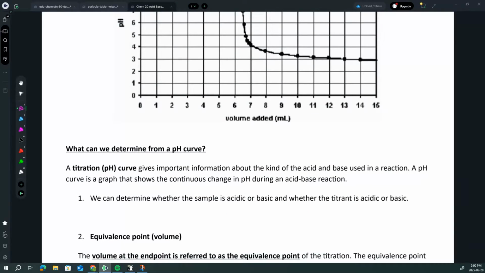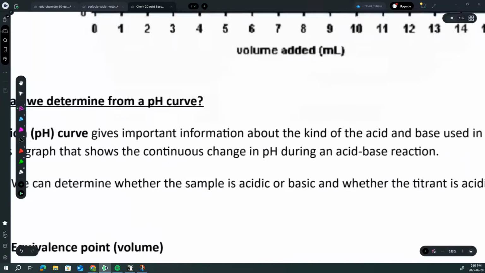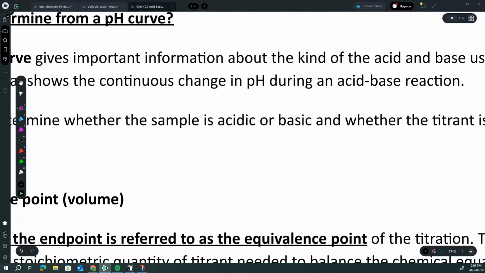So a titration curve does give us important information about the kind of acid and base used in a reaction. A pH curve is a graph that shows the continuous change in pH during an acid-base reaction. So first of all, we can determine if the sample is acidic or basic and whether the titrant is acidic or basic. So as a reminder here, the sample, that is what's in the Erlenmeyer flask that is below.